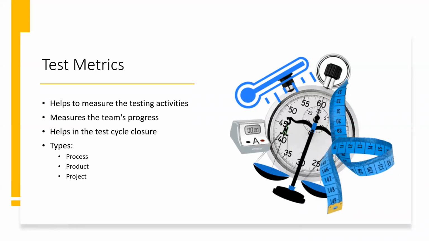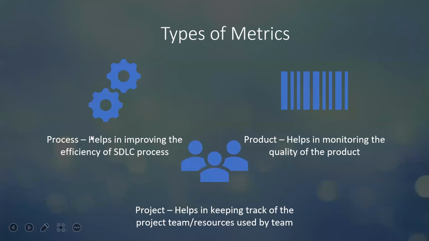Okay, so there are three types of metrics: process, product and project metrics. You know the difference between a process, a product and a project, right? Any confusion in that? Okay, process-related metrics are about how the process is going on, what documentation is happening. That kind of metric is called a process metric.